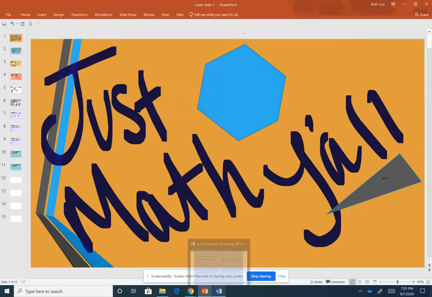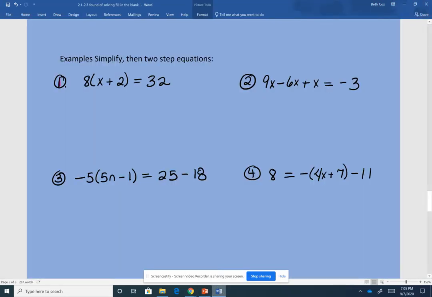This time we're going to do some more equations. This time we're going to have to simplify first, and then we'll do our equation. Okay? This is a big deal. All right, we're combining the simplified expressions. We haven't talked about this since the very first video. Remember, we simplify expressions and we solve equations.